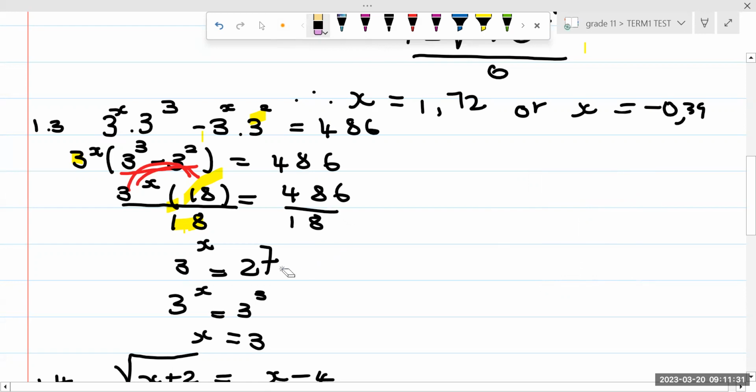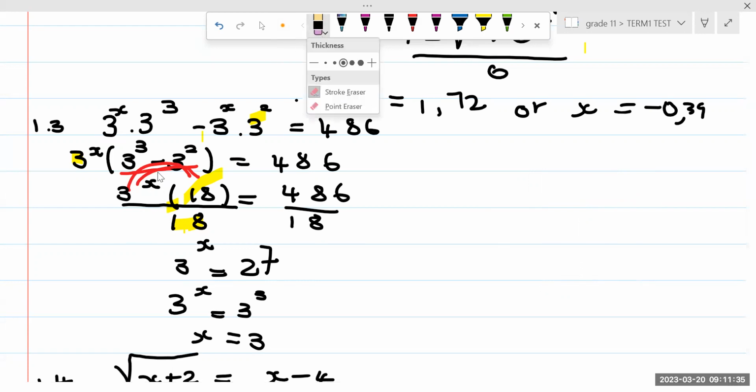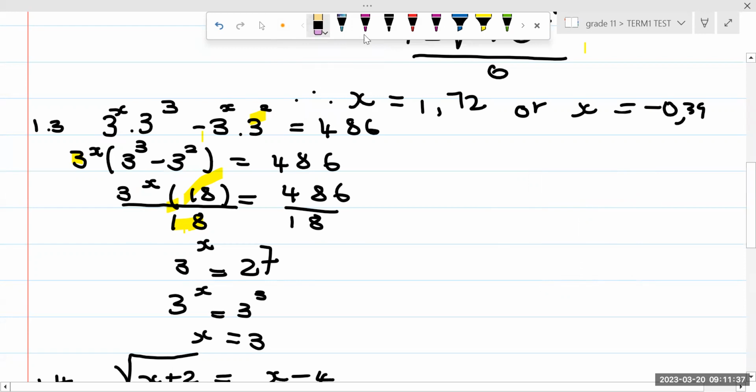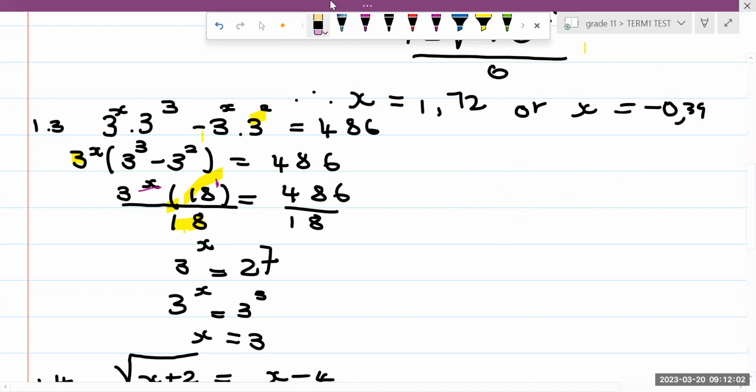Because we're dealing with exponents. If we notice here, guys, this one is to the power of x. This one here is to the power of 1. So you can't multiply things which don't have the same exponent. For you to be able to multiply, like we said 2 multiplied by 3, they are able to multiply because both of them have exponent 1. So you can't multiply these two because they have different exponents.